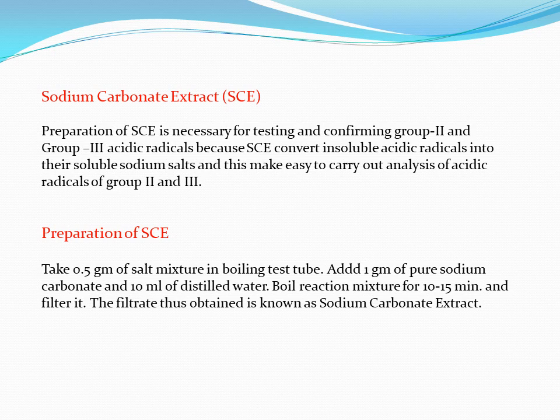First, you have to take 0.5 gram salt mixture in a boiling test tube. To this add 1 gram of pure sodium carbonate and 10 ml of distilled water. Boil the reaction mixture for 10 to 15 minutes and filter it. The filtrate thus obtained is known as sodium carbonate extract. That will be used for the confirmation of second group and third group acidic radicals.